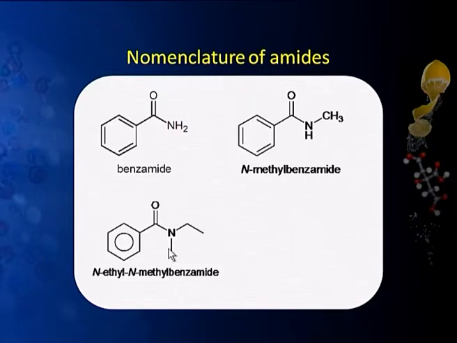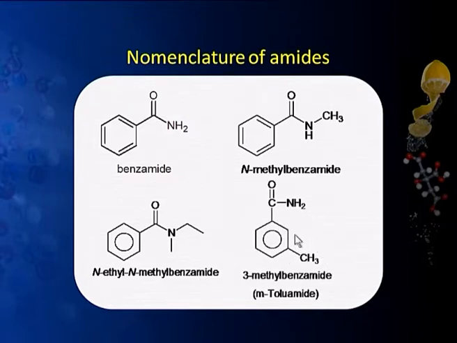Suppose these are two different alkyl groups. One is an ethyl group, another is a methyl group. Then we will write the names for both the alkyl groups before the name of the amide. We will place one N before the name of each alkyl group, and these alkyl groups will be arranged alphabetically. So one is ethyl, another is methyl. So we will write N-ethyl, N-methyl benzamide.